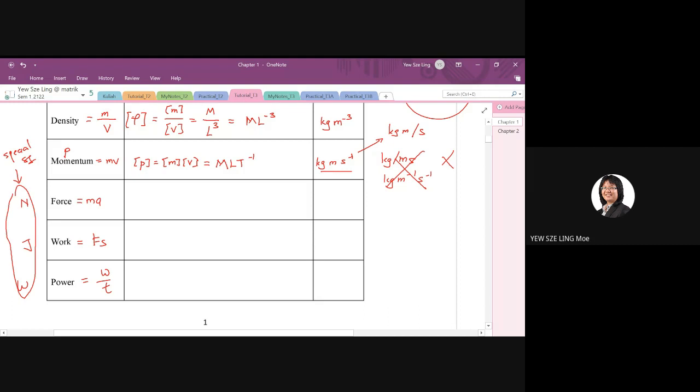Next one. I just mentioned it just now, I don't want special SI units. I don't want Newton, I don't want Joule, I don't want Watt. What I want is in terms of kg, m, and s. So let's see how we are going to derive it.